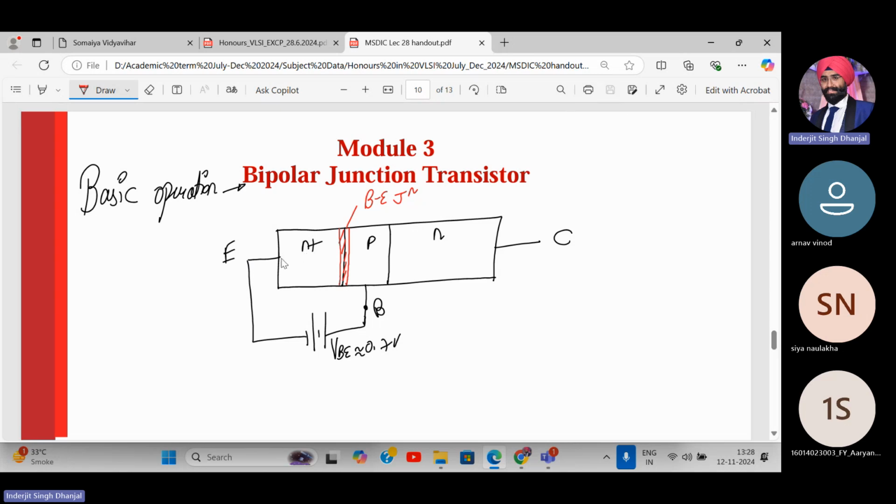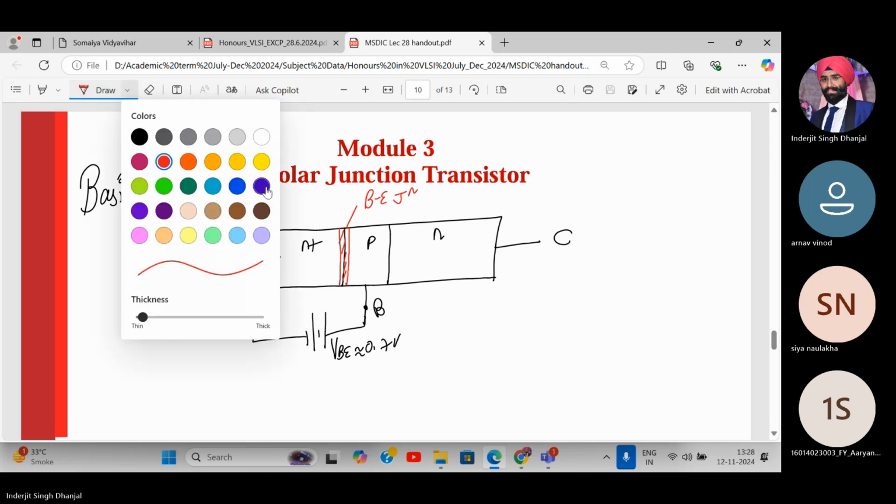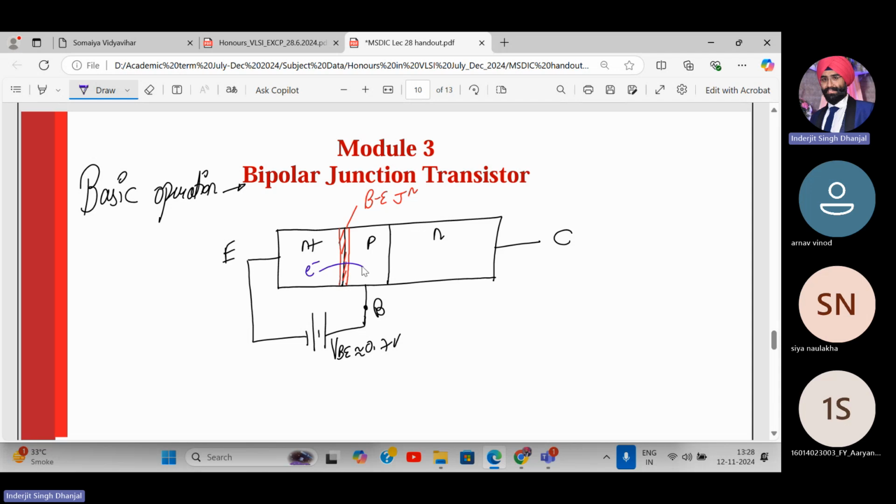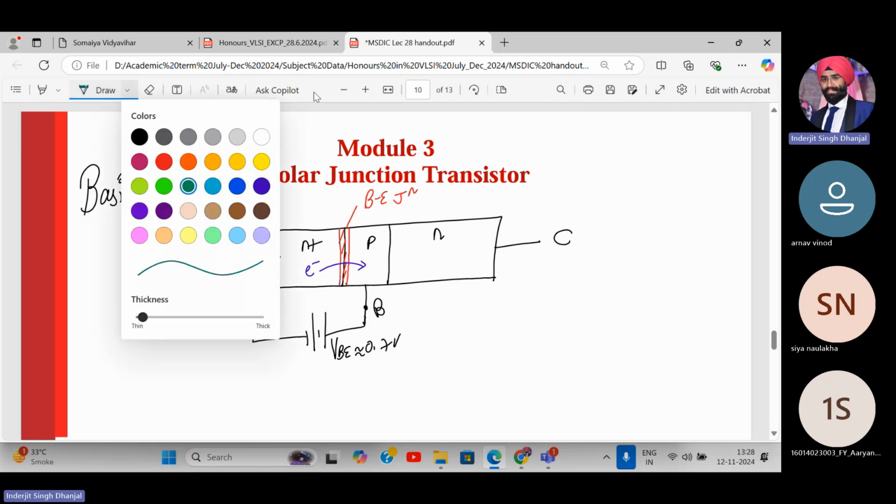As an external voltage is applied across the base and the emitter terminals, the base emitter junction is forward biased. So the electrons are injected into the base by the emitter like this. There are electrons over here being injected into the base terminal. Agree? So the electrons are injected into the base by the emitter, and holes are injected into the emitter by the base.